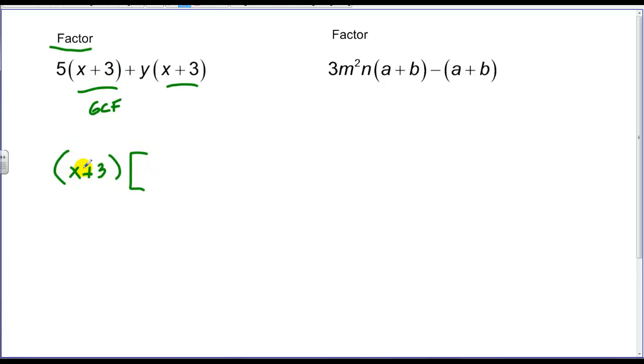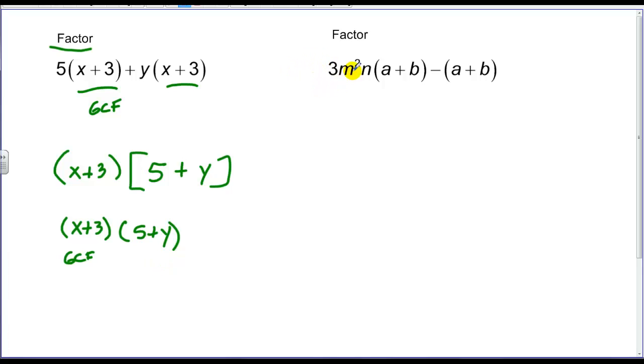So what must I multiply x plus 3 by to get my original term? X plus 3 times what is 5 times x plus 3? Well, that's simply 5. And then I'm going to need an addition. So I say x plus 3 times what is y times x plus 3? And that's just y. So really, this factoring can be broken down to x plus 3, which is my GCF once again, times 5 plus y.